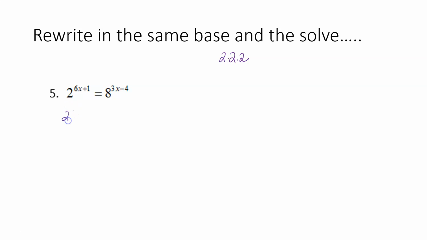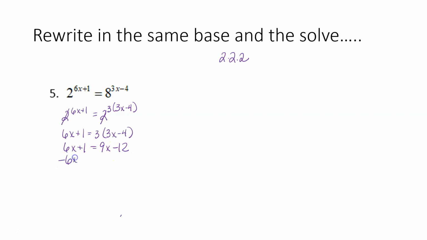So let's rewrite this to be 2 to the third, but we're going to multiply it by what's already there. We have to take that into account. So when I cancel out the bases now, I have 6x plus 1 equals 3, quantity 3x minus 4. We're going to distribute that 3, and we're going to solve as normal.